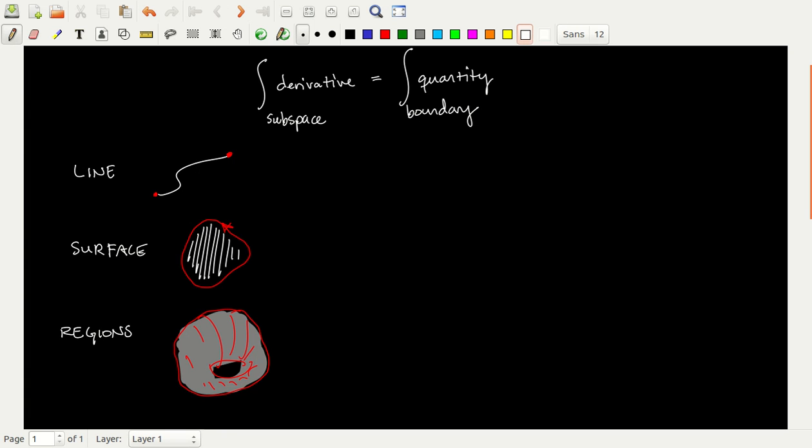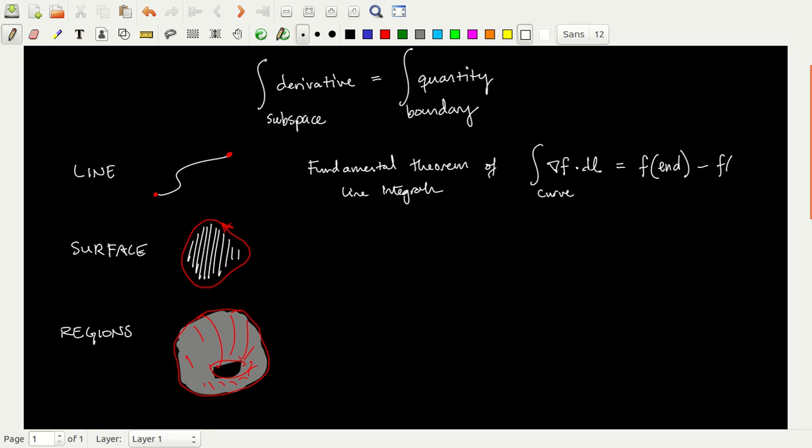The Stokes theorem involving lines is the fundamental theorem of line integrals. And it says if you integrate the derivative of a function, in other words, its gradient, over a line, this is equal to the integral of the original quantity, the function, over the endpoints, which is just a difference here, f at the end minus f at the beginning.